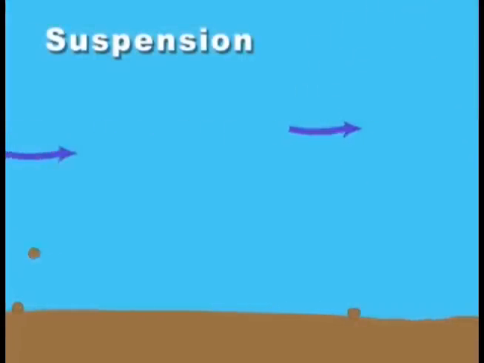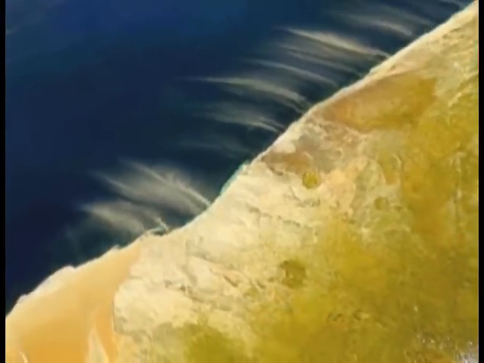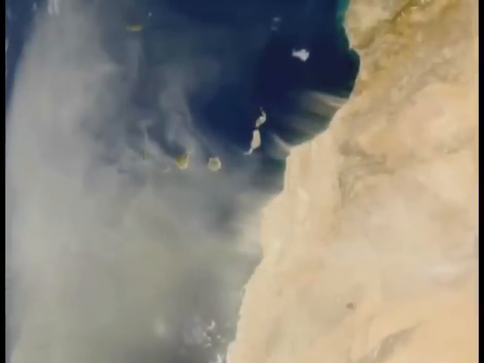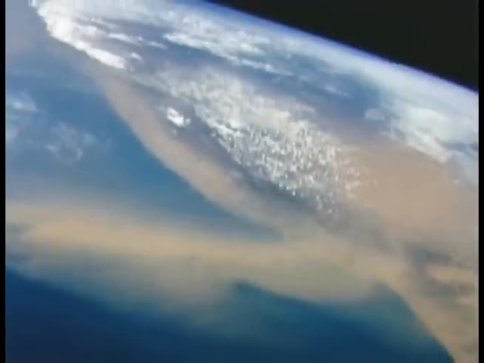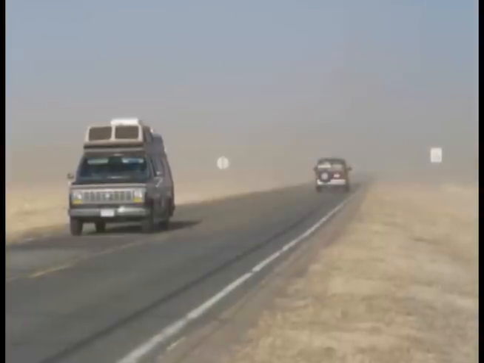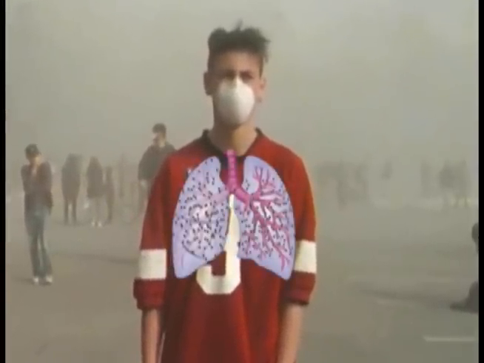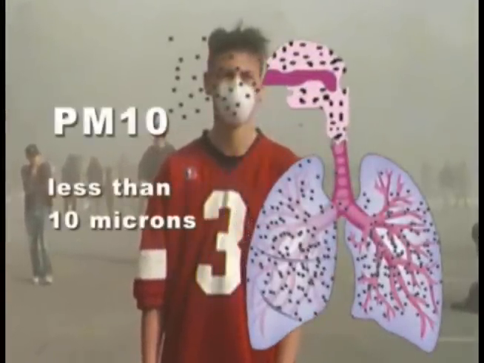Suspension is where particles less than 1/10 of a millimeter, smaller than the diameter of a human hair, are lifted far above the surface and carried great distances. Some of these form dust clouds that have been traced across continents, oceans, and around the world. Suspension can cause visibility problems. A small fraction of suspension particles may cause health problems when inhaled. These particles are known as PM10, which are particulate matter less than 10 microns in size.